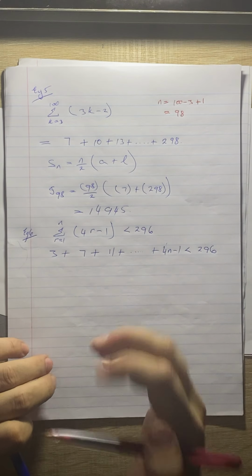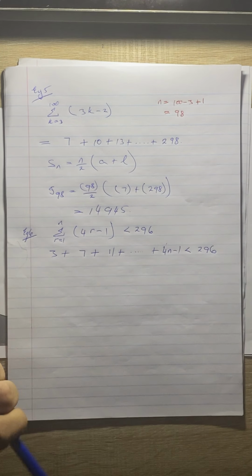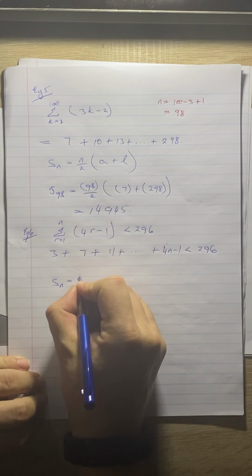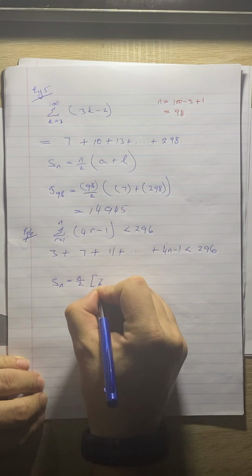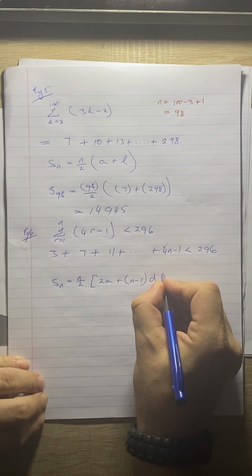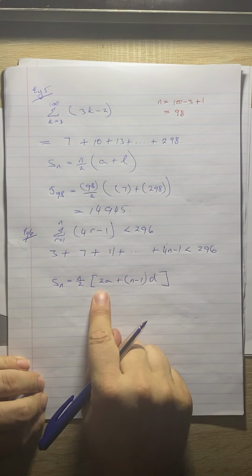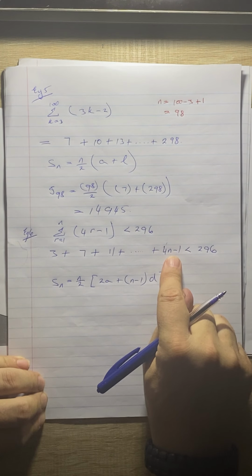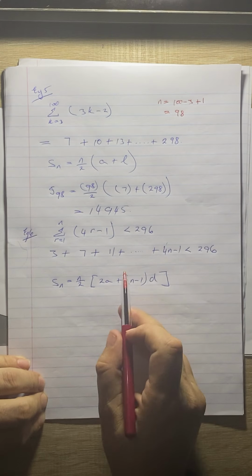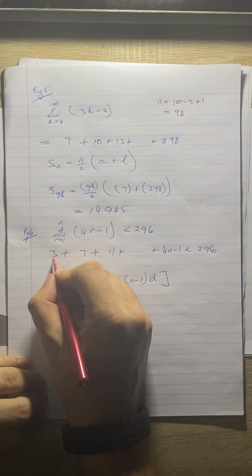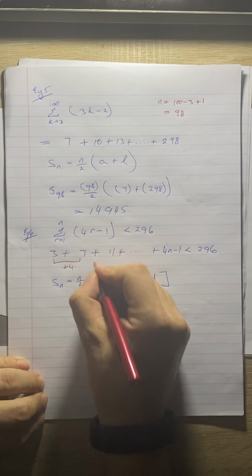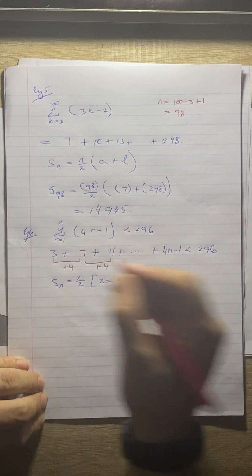So what I'm going to do is use this formula here. Sn is equal to n over 2, times 2a plus n minus 1 times d. The reason why I'm using this one instead of this one is because I don't know what the last term is. I know it's just some n. Right, now what I'm going to do is work out the common difference. So that gives us plus 4, and so on.